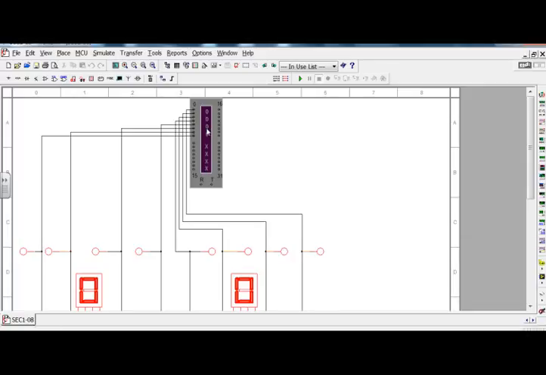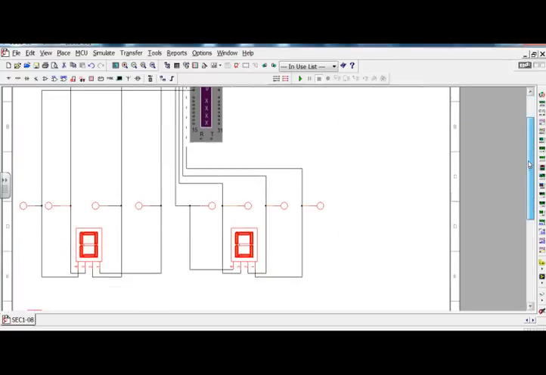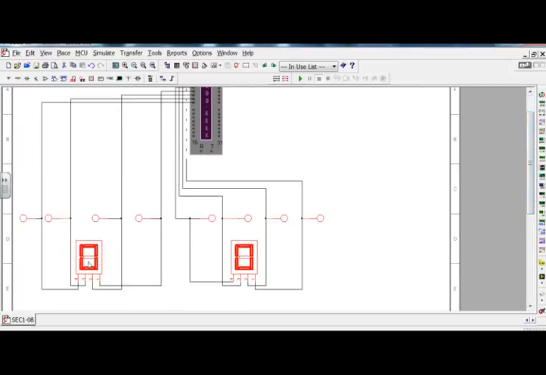So this guy here is a word generator. And he's generating words. He's doing it in hexadecimal, and he's stepping through one at a time. So he's going 1 and then 2 and then 3 and then 4 and then A, B, C, D, E, F. Okay, so that's what he's doing. And then we have a 7-segment display that's going to show the numbers. And then we got a bunch of other guys here that are going to show ones and zeros. So we're going to turn it on. Boom. Turn it on. And absolutely nothing's happening.